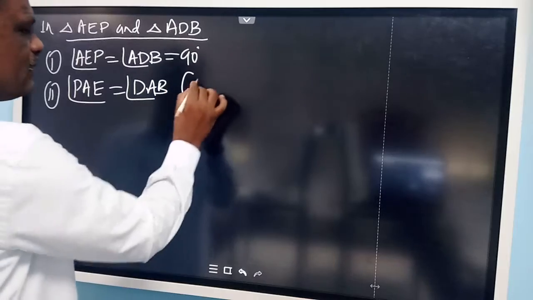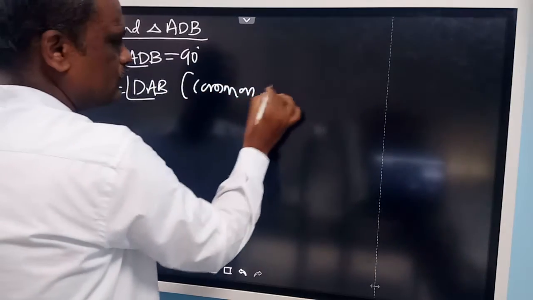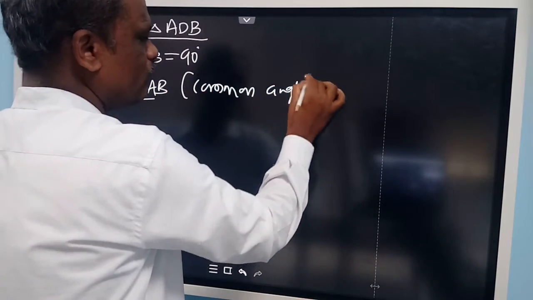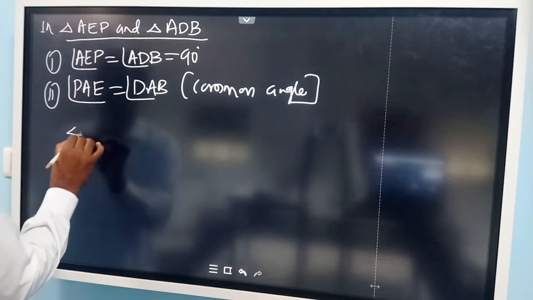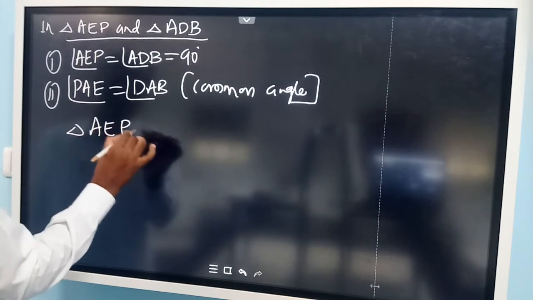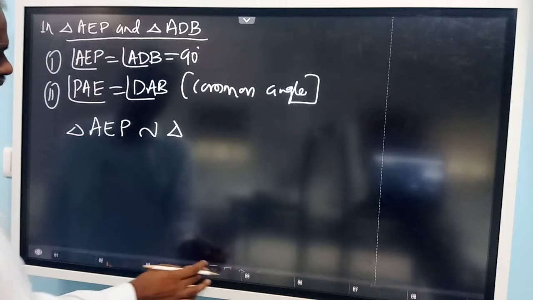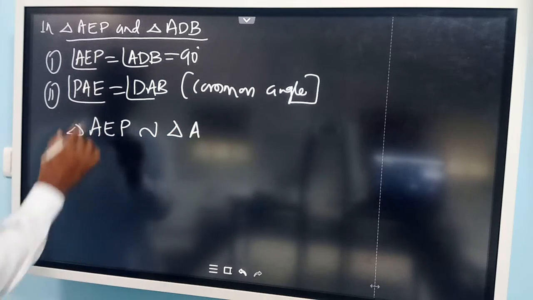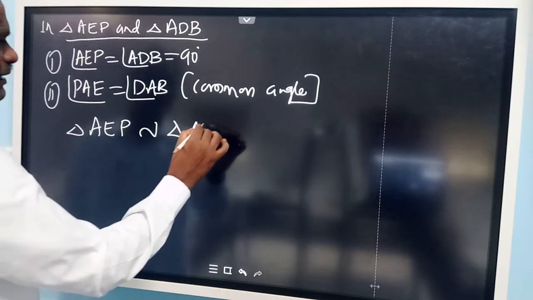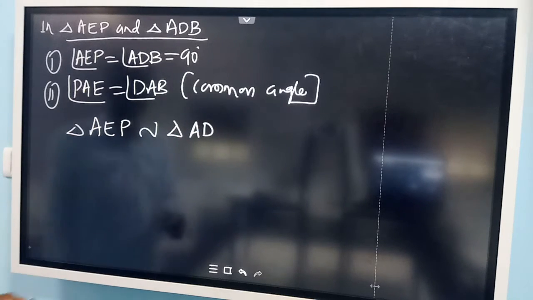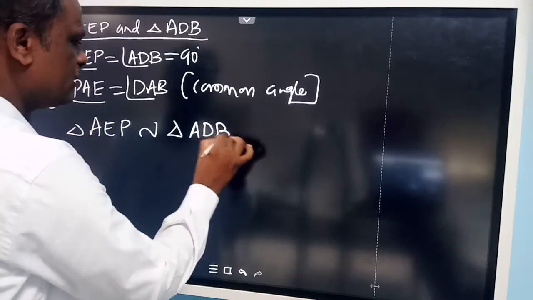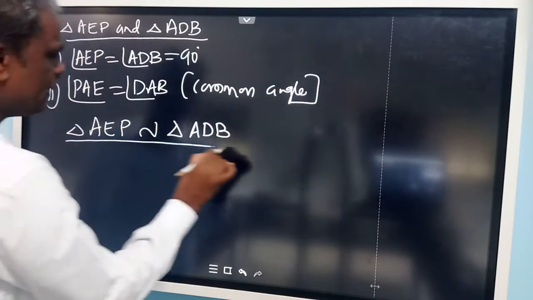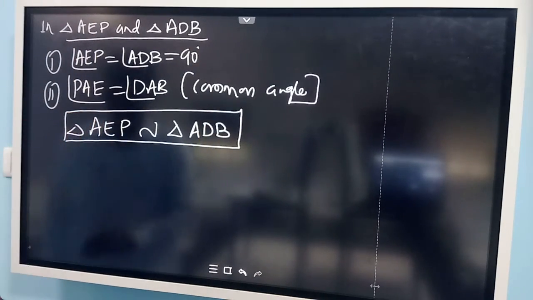So we can write common angle. It's a common angle in both the triangles. So therefore we can write triangle AEP is similar to triangle ADB. For A itself is a common angle, and for E it is D, and what is left out? B only is left out. So AEP is similar to ADB. So this is the proof of the third one.